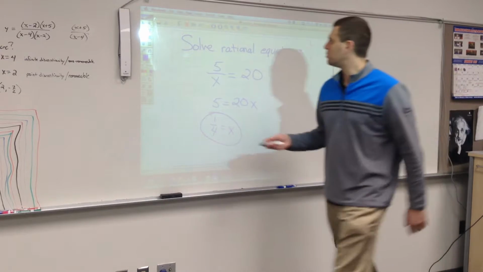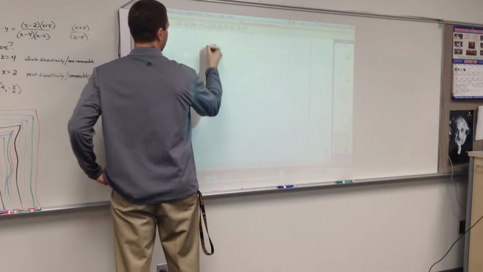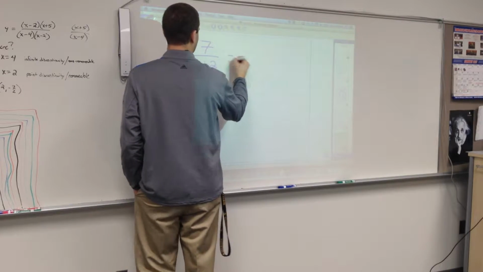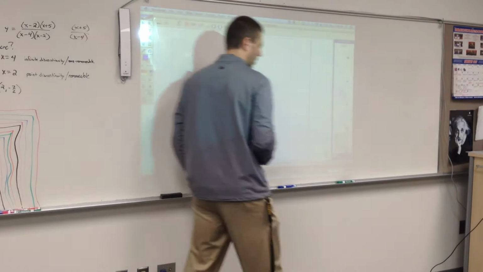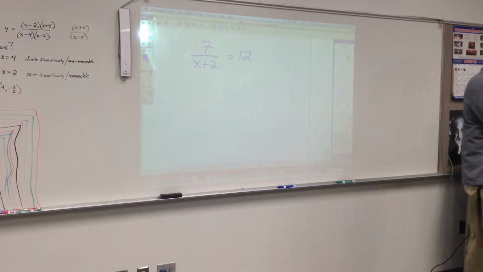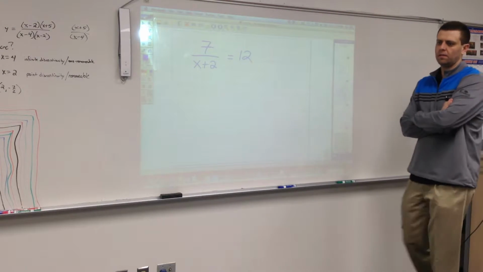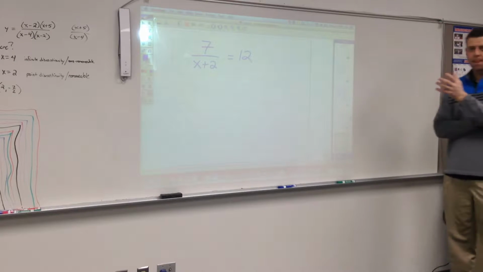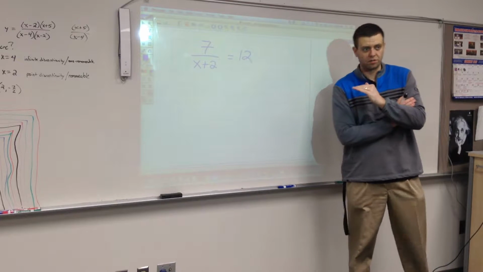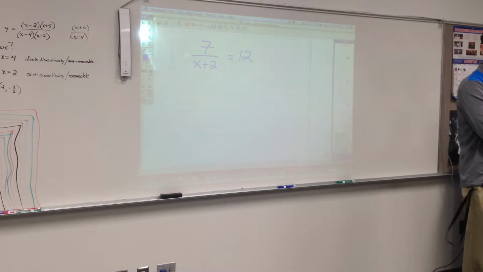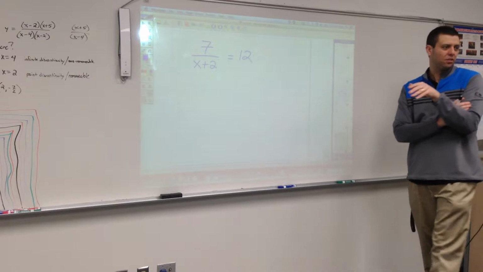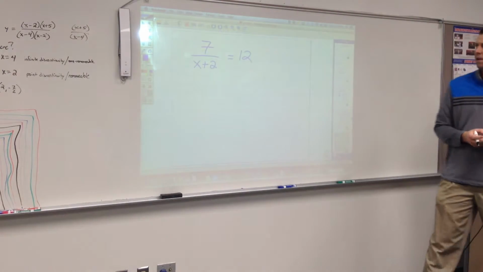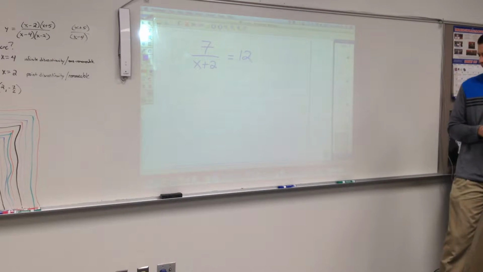Okay? So let's go something like this. 7 over x plus 2 equals 12. What answer can x not be? Negative 2, because that would give you a 0 in your denominator. So if, when we solve this thing, we get x equals negative 2, you'd actually say there are no solutions because x cannot equal negative 2.